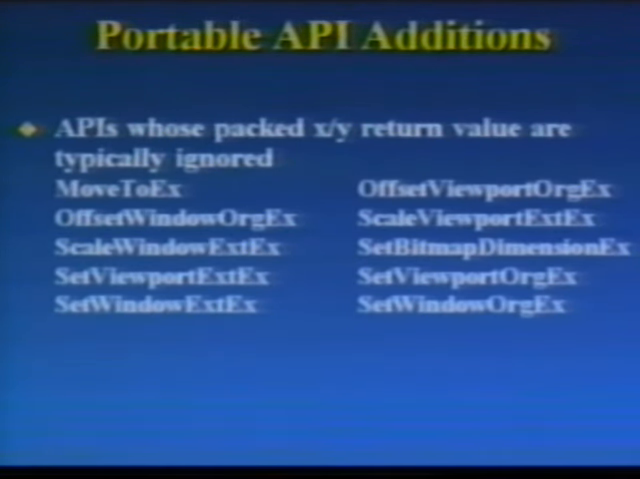These are the other set of APIs where you generally ignore the return value, the returned packed XY value that needed to widen to 32 bits for both X and Y. These are generally fairly specific calls located in a specific section of your code, and it generally involves just adding null and an EX.